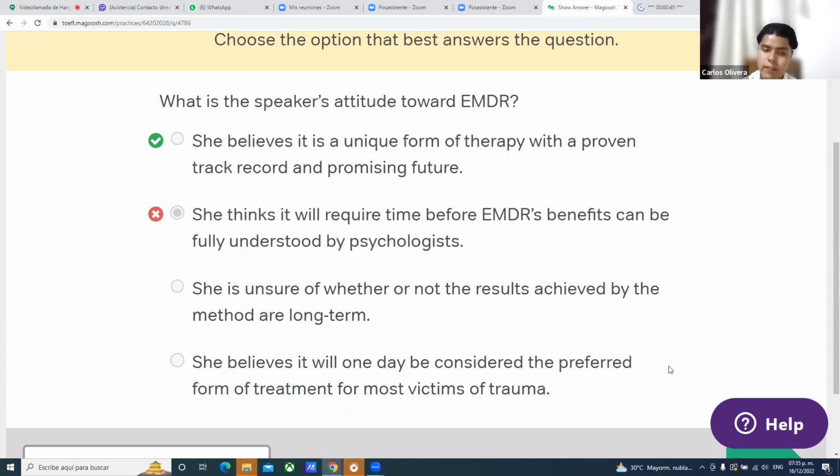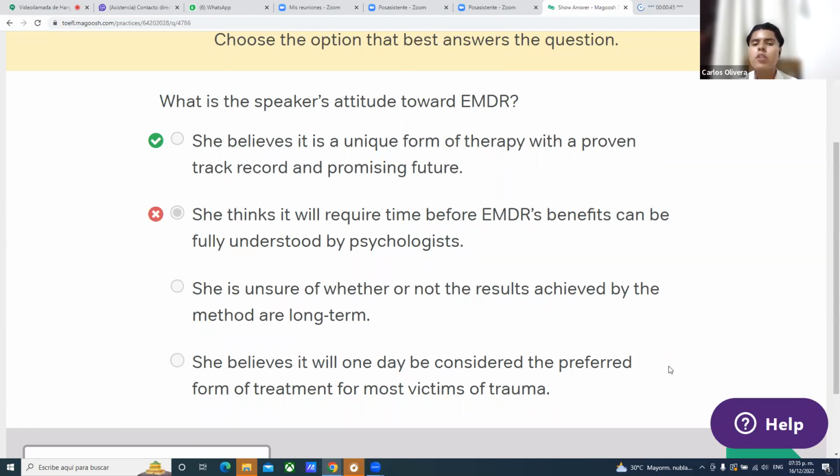Right now, and it also has a good record because many professionals are using it right now with good results. It's not B, she thinks it will require time before EMDR's benefits can be fully understood by psychologists because she admits, right, that this therapy has already thrown out very impressive results by different professionals.